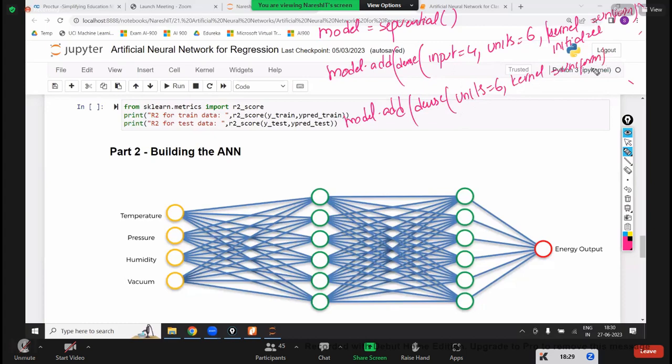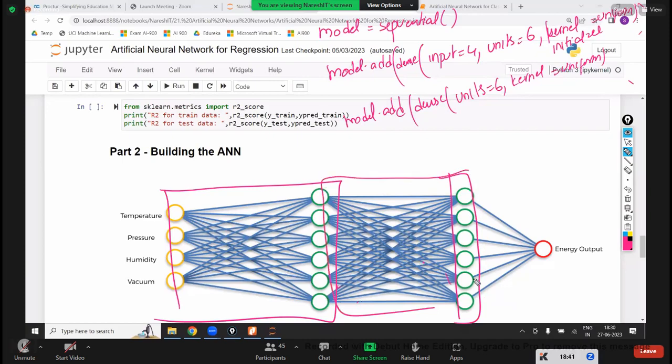Now what is the meaning of this one? Already you have added from here to here. This part is completed. Now you are going to take this one. Only these 6 units you are going to consider, and to these 6 units you are going to give the connections. Means from here to here you are going to do. This is the line. Is that clear? This line is clear. Once again.